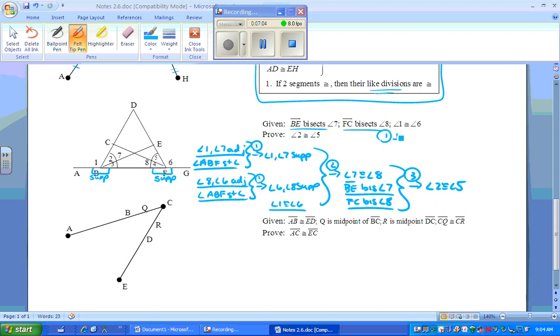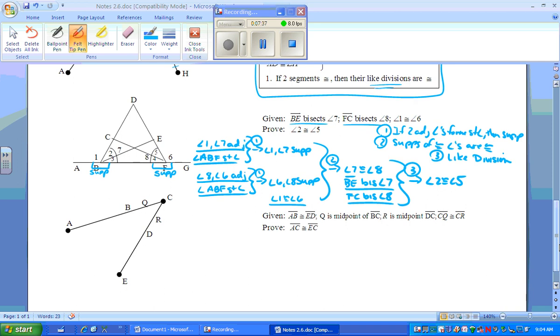Reason 1 was if two adjacent angles form a straight angle, then they are supplementary. Hopefully you got that one. Reason 2 was the supplements of congruent angles are congruent. And the third reason right here looks like, like divisions.